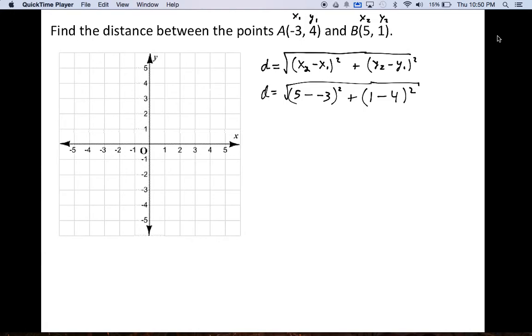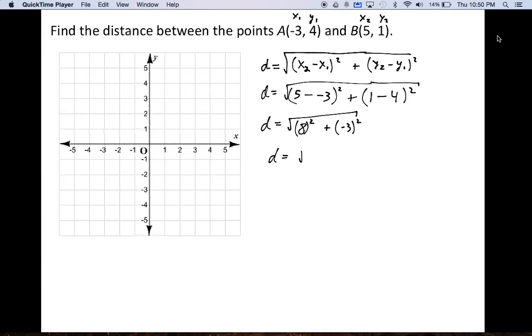Now again, most people get confused with all these negatives, so please be really careful here. So this is the square root of 5 minus negative 3. So again, those just both turn to pluses, which would make that positive 8 squared, plus 1 minus 4, I'll keep that in parentheses. 1 minus 4 is actually negative 3 squared.